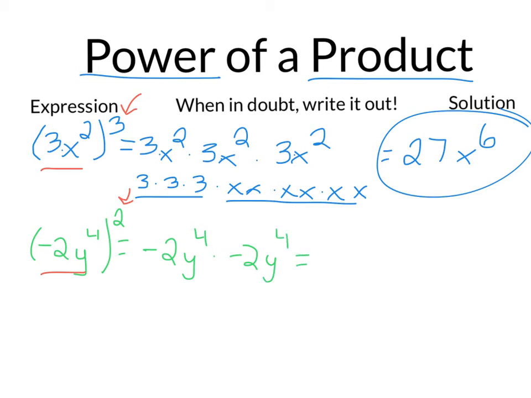Alright, so remember the exponent only applies to the variable, so I have a -2 times a -2. And then y to the 4th times y to the 4th, 1, 2, 3, 4 times 1, 2, 3, 4. Alright, so that becomes -2 times -2 is a positive 4. Count your y's, that becomes y to the 8th.